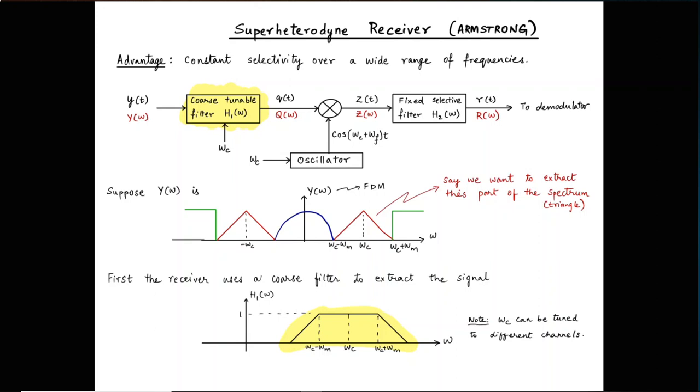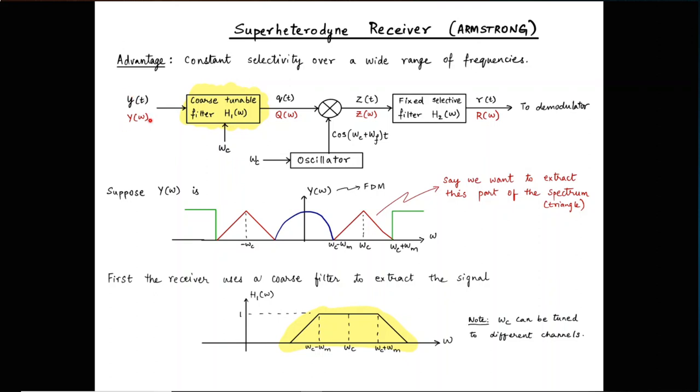Right? So the first stage is make things that are tunable, but coarse, and it's not very highly selective. So coarse, so highly tunable over a wide range of frequencies, but not very selective, as indicated by the trapezoid shape instead of a rectangle shape. So that's stage one.